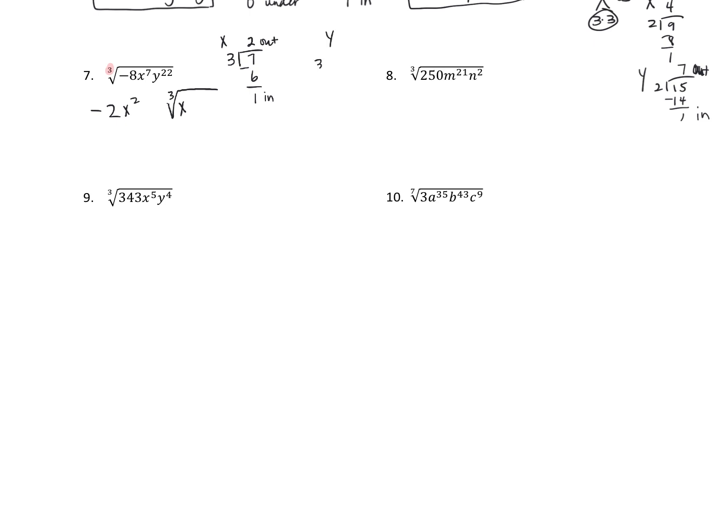So for y, we're looking at 3 into 22. 3 goes into 22 7 times. 7 times 3 is 21. Subtract and get 1 as your remainder. So we have 7 coming out, 1 staying in. So that means y to the 7th on the outside and y to the 1st under the radical. And that would be it.